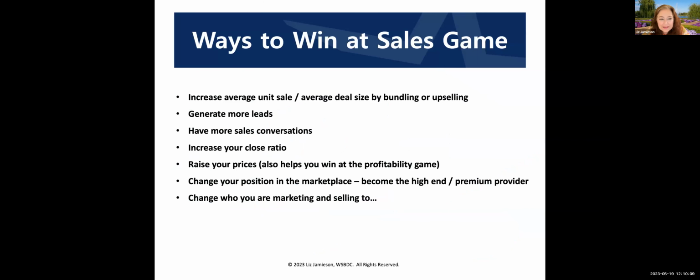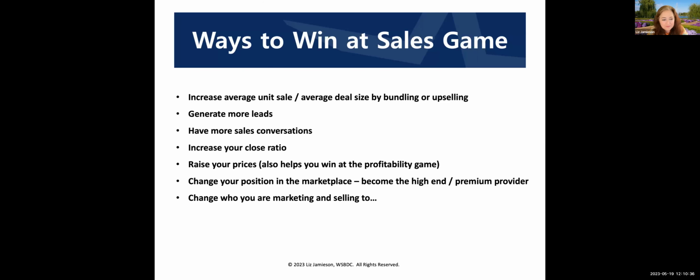So how do you win at this sales game conversation, right? Here are some ideas. You increase your average unit sale, right? You're always trying to increase your average unit sale. If you usually sell $50 every time someone buys, how could you sell 100 every time someone buys, right? You might bundle or upsell, something like that.